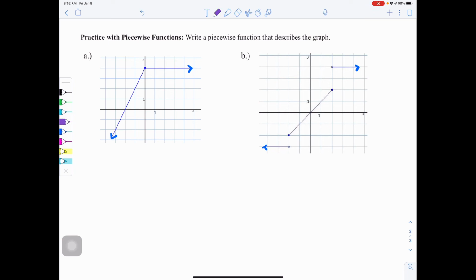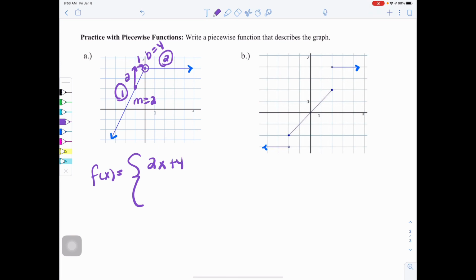So in practice A, there are two pieces. I'm going to call this f of x. In the first piece, I'll pick 2 points on the line to find the slope, which is up 2 to the right 1, which means I have a slope of 2. So 2 is going to go in front of the x. When I look to see where it crosses the y-axis, it's crossing at 4. So plus 4. And we are going to use that from x is 0 and to the left of that. So x is less than or equal to 0.